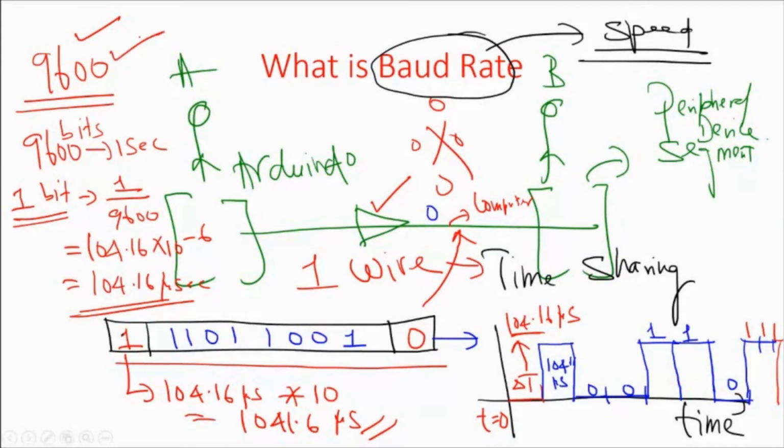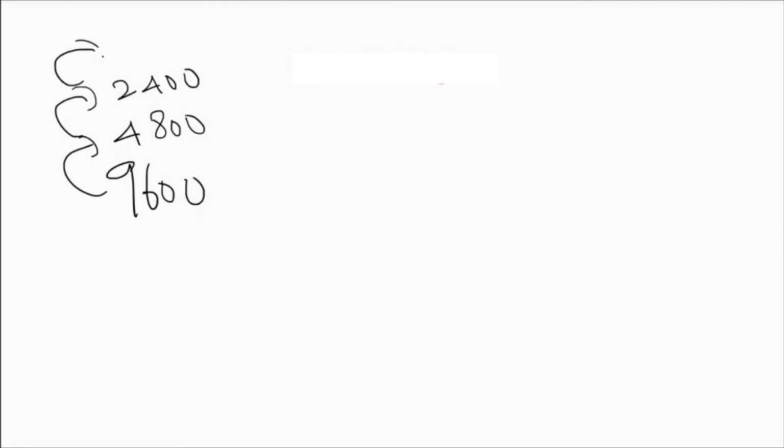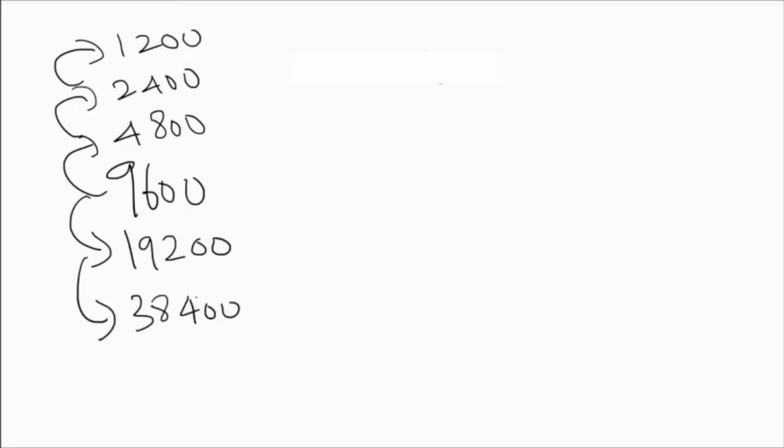Is it fixed? It is not fixed. If I want to increase, I can increase. 9600 is the standard baud rate. If I want to reduce it, you can go to 4800. If you want to reduce it still, you can go to 2400, then 1200, and so on. On the higher side, if you want to double the baud rate, you can go to 19,200. If you still want to increase, 38,400. These are all the numbers of bits transmitted per second.